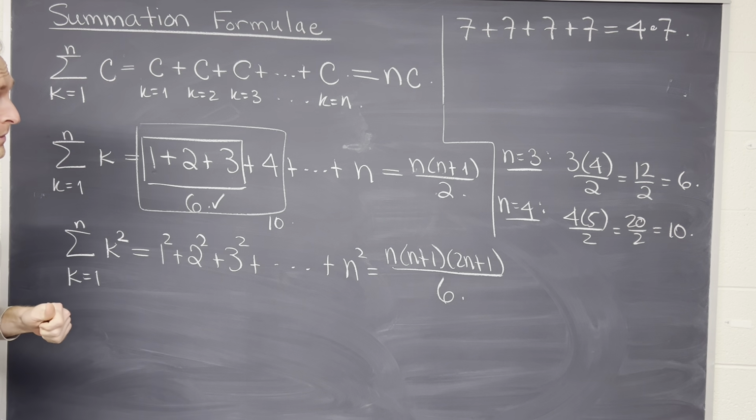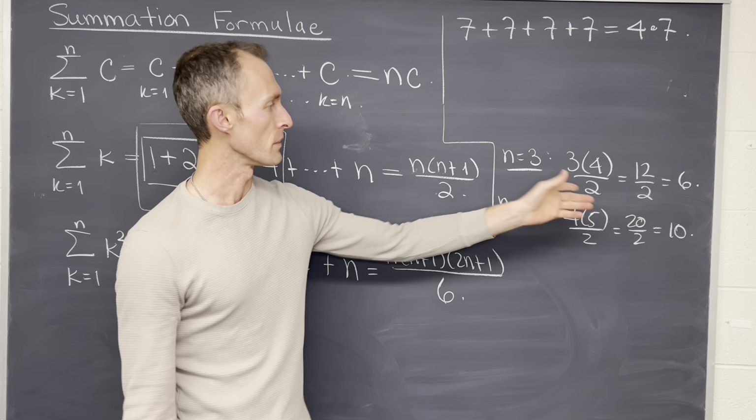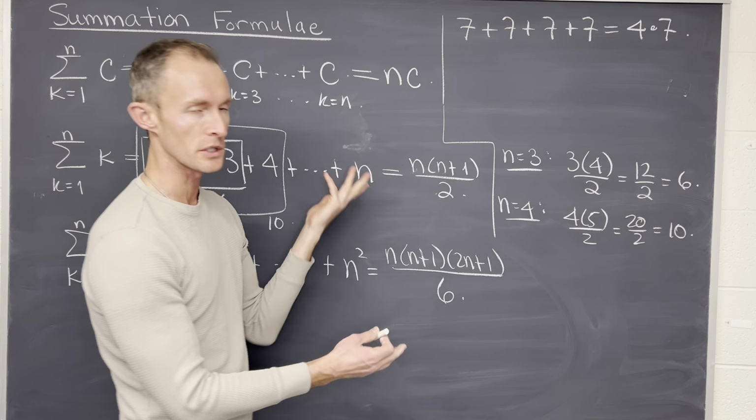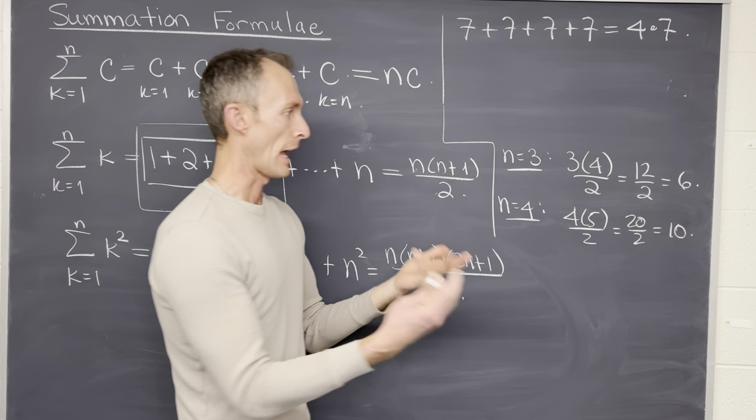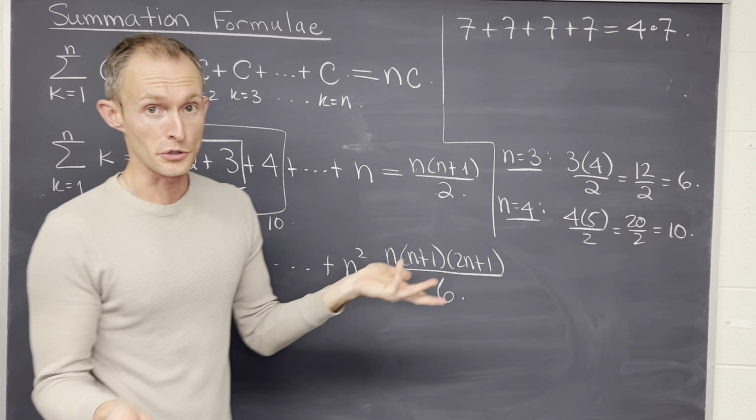Okay? Now, this isn't a proof. I've shown that for 2 values of n, this formula is correct. You'd actually have to prove this, okay? But it at least lends evidence to suggest that this is potentially true, okay?